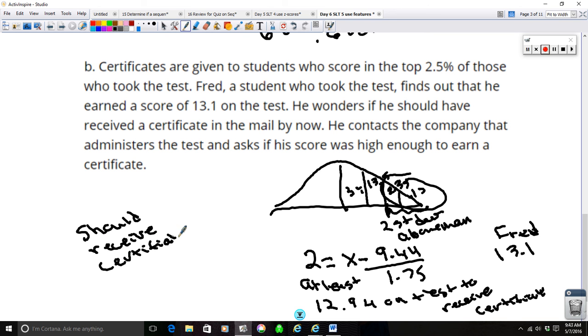So what you need to provide here is a justification, and this is a good justification. Part of this was, I said something like he will receive a certificate since the lowest number to receive a certificate is 2 standard deviations above the mean, which is 12.94, and since you received a 13.1, either you haven't received it yet, or it's been lost in the mail, so we will send you a new one.